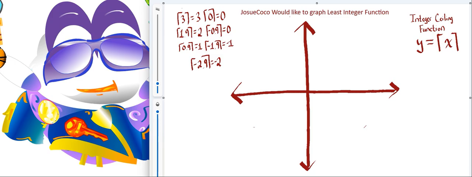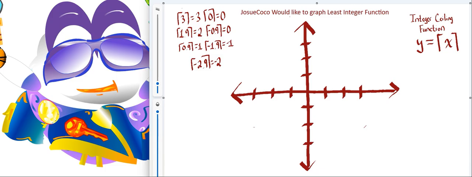Here we have our y-axis and our x-axis. 1, 2, 3, positive 1, positive 2, positive 3. We'll follow along the x-axis, negative 1, negative 2, and negative 3. Negative 2 here, and negative 3. Now, as we go down, negative 1, negative 2, and negative 3.